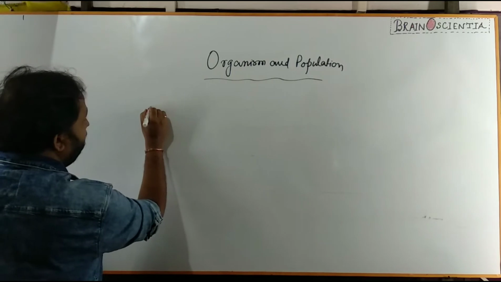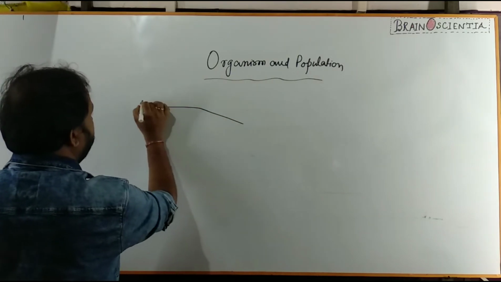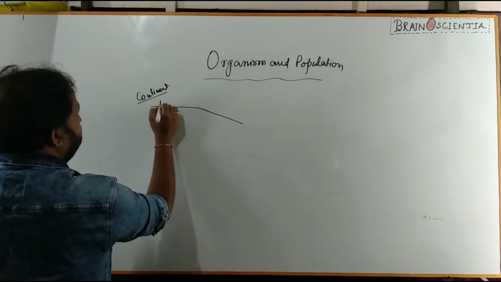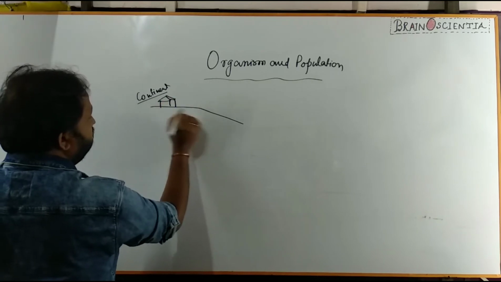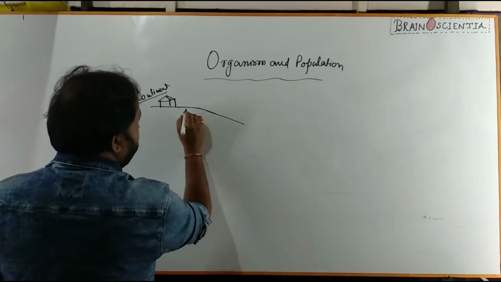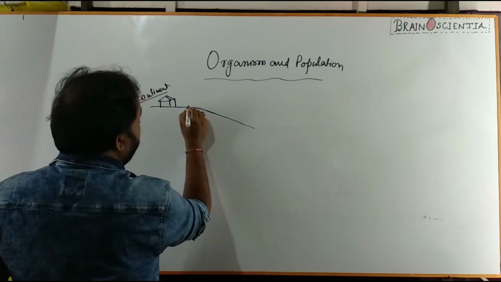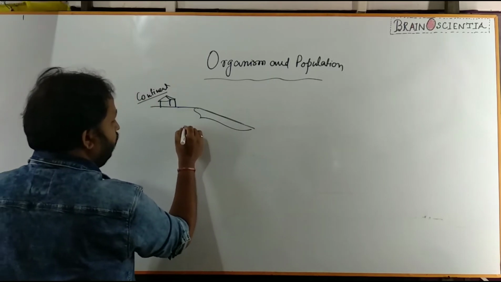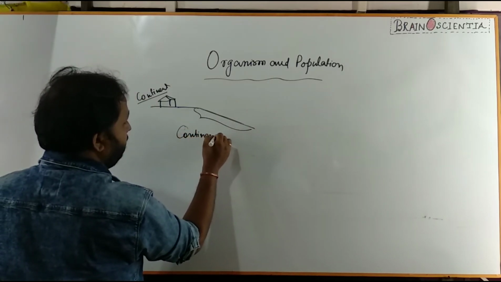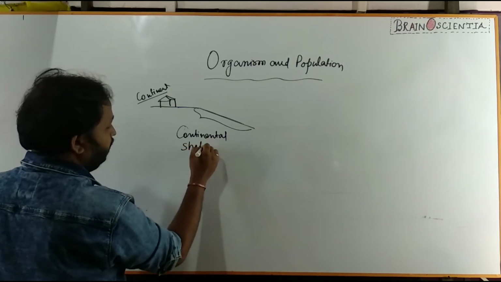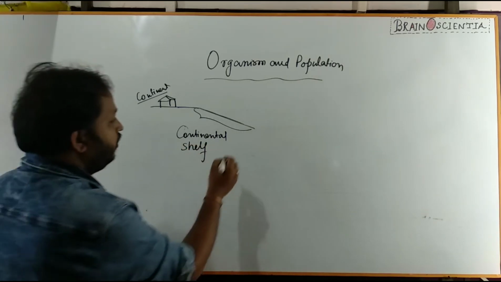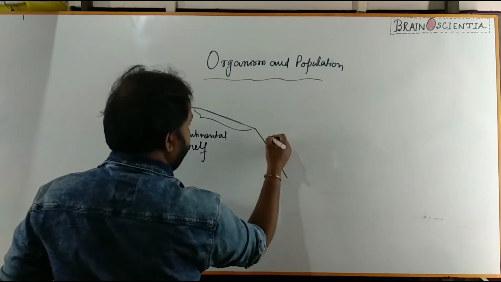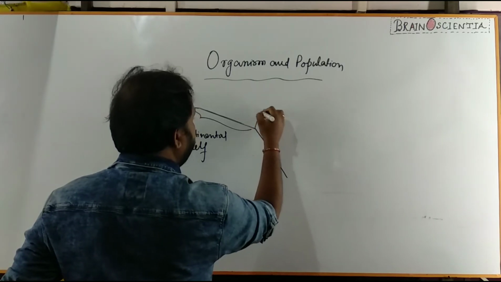Suppose this is the region called the continent, and this is a shore region. Then there is a large deepening of the floor. This range is called the continental shelf. Then there is an edge and there is a direct slope.